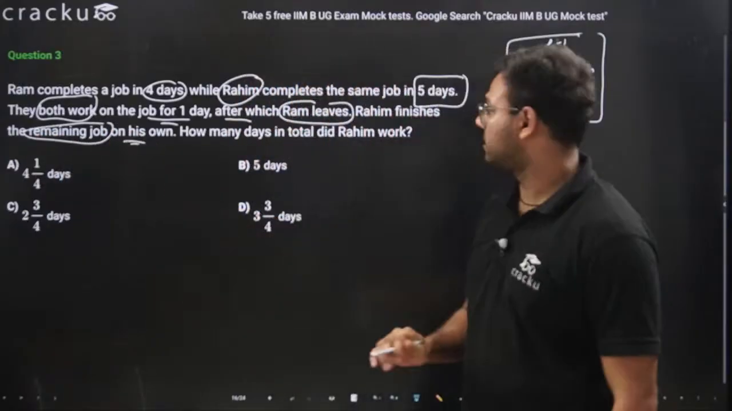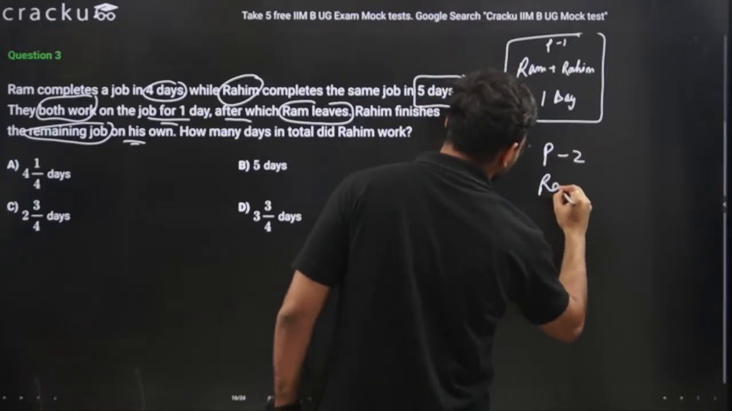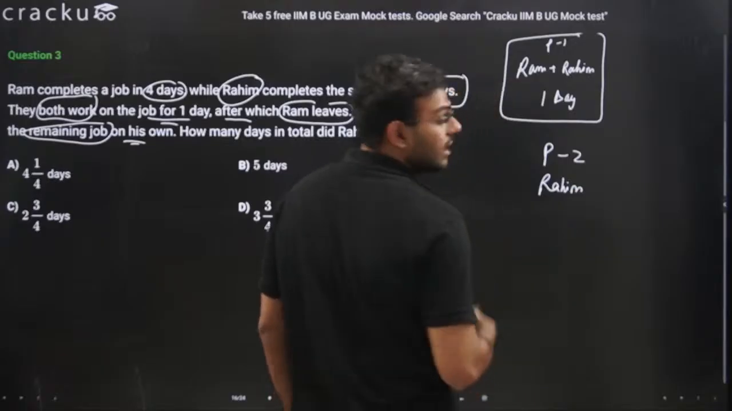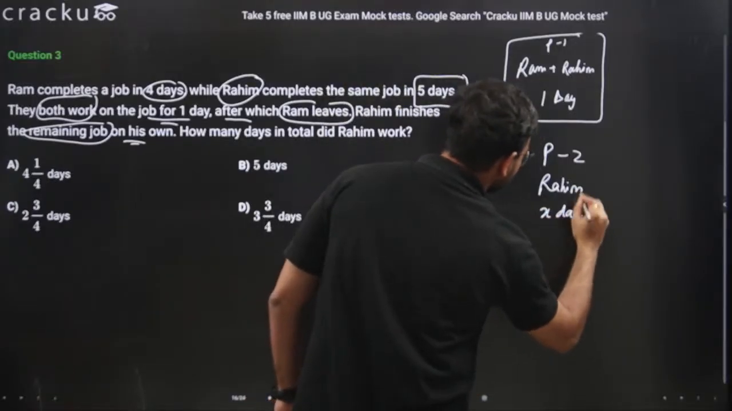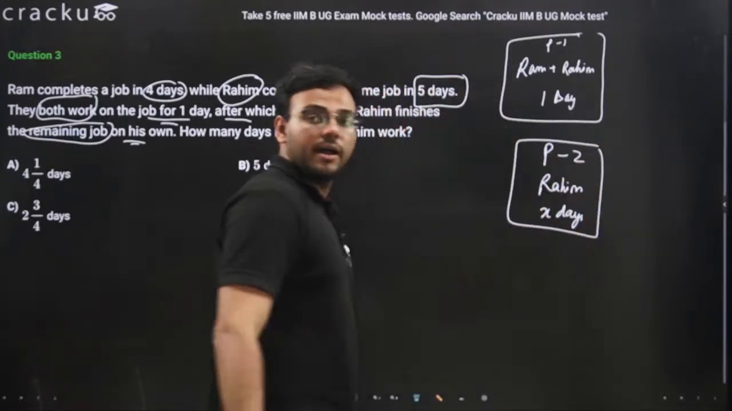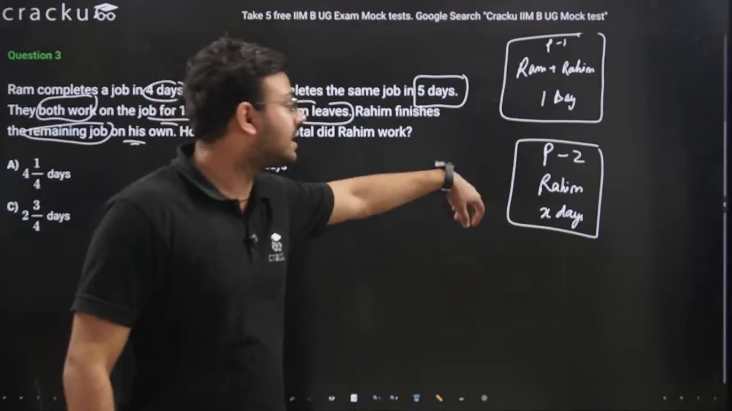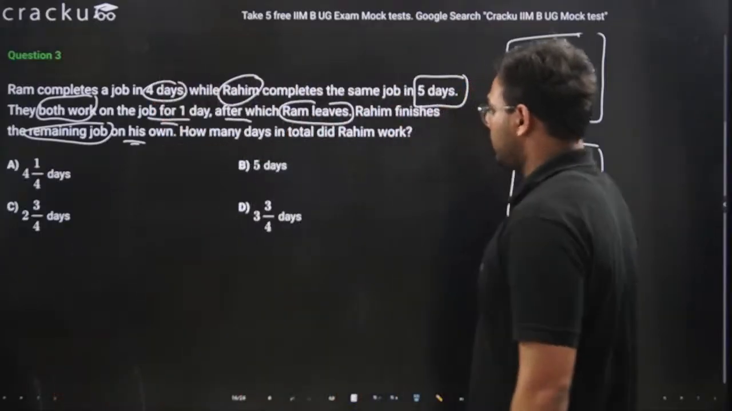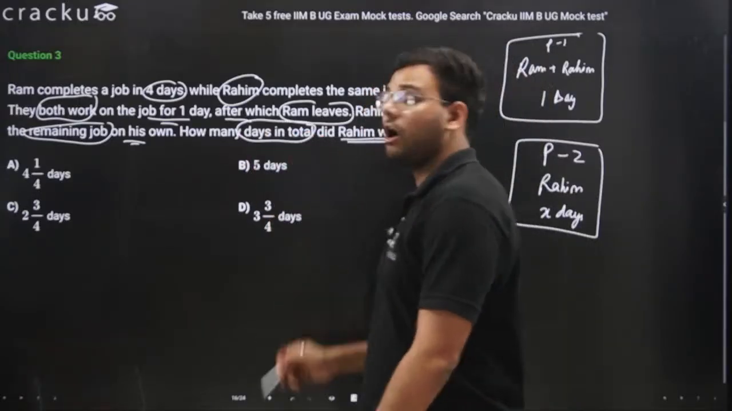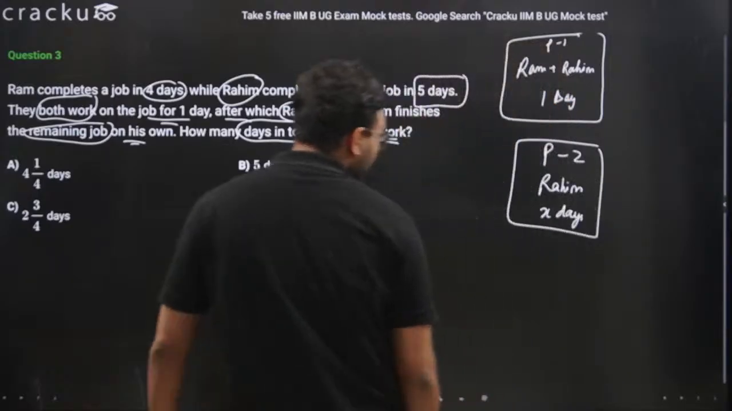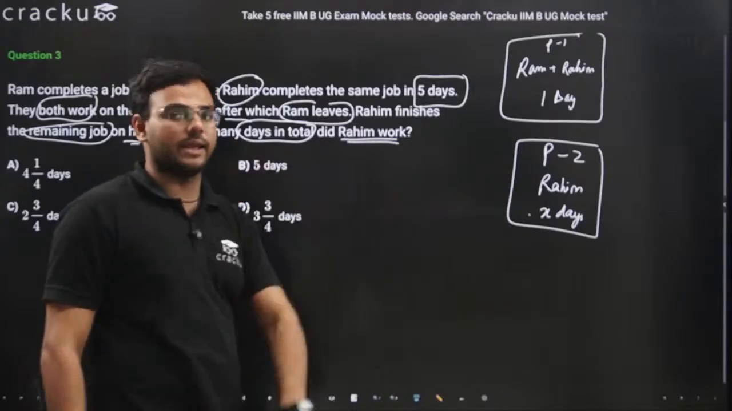So there are only two phases, and in phase 2, only Rahim is working. Let's say he is working for X days, such that in these X days, the entire work is completed. It is asking how many days in total did Rahim work. Rahim worked for X days in phase 2 when Ram left.